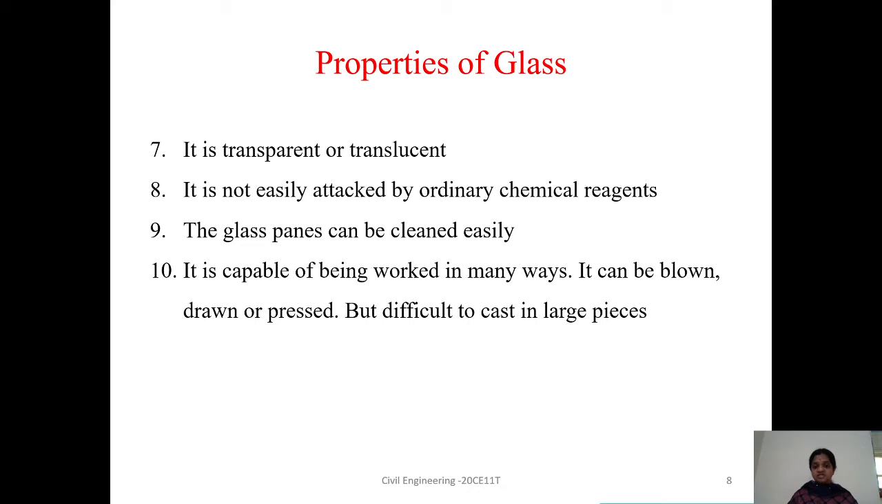It is not easily attacked by ordinary chemical reagents. The glass panes can be easily cleaned. It is capable of being worked in many ways. It can be blown, drawn or pressed.